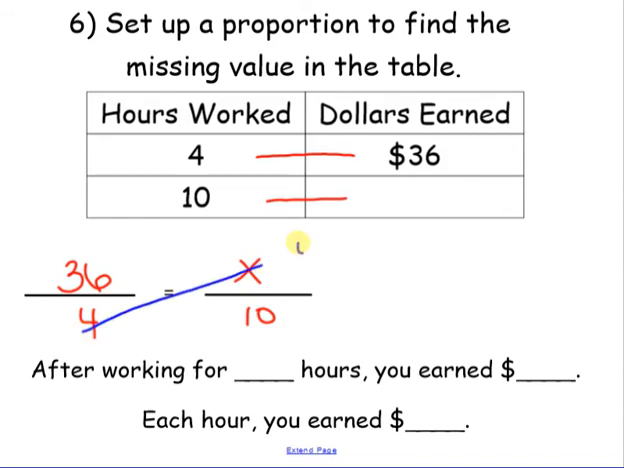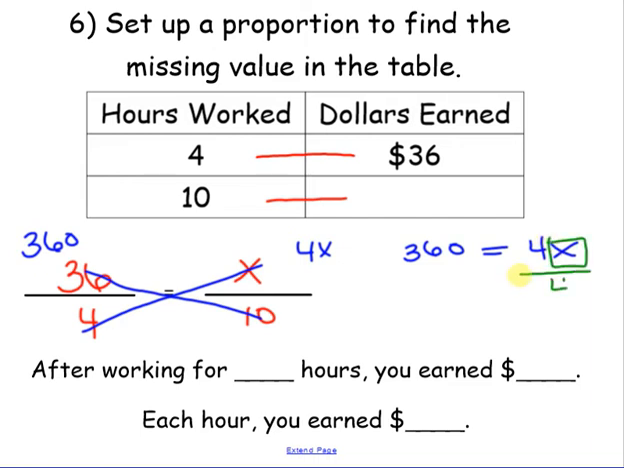4 times x is 4x. 10 times 36 is 360. Set them equal to each other. 360 equals 4x. Box your variable. Divide by what it's attached to, which is the 4. The 4 and the 4 cancel out. You're left with x equals, and 360 divided by 4 is going to be 90. So our missing value over here is $90.